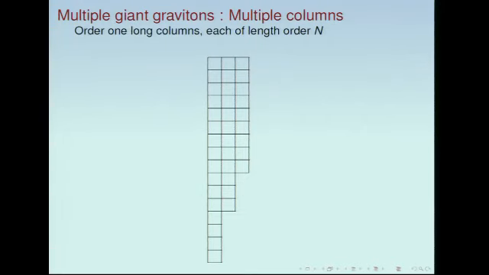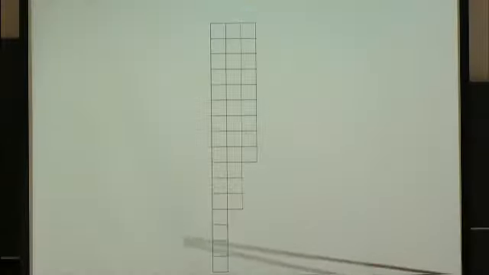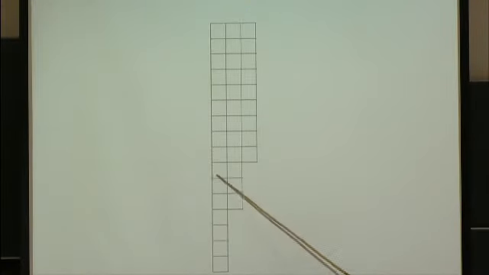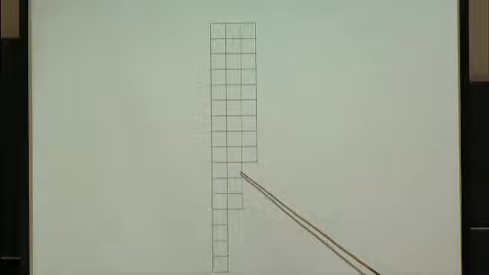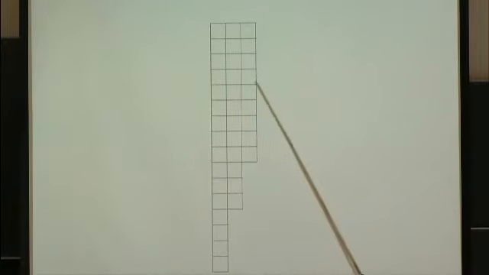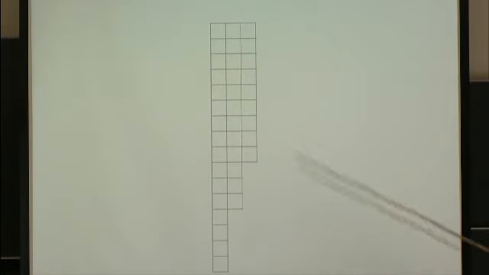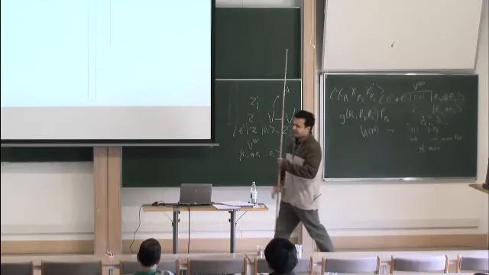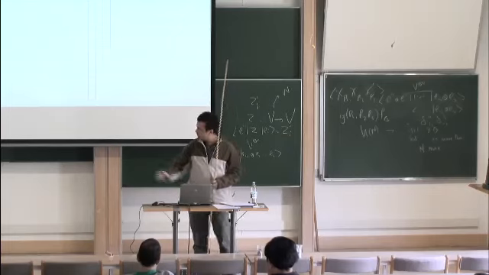And along these lines, the natural proposal is that for multiple giant gravitons, let's say you have many of these giants with different angular momenta, you'll have correspondingly a multi-column Young diagram. So in the sector where you have order 1 columns, all of them large, comparable to N, the natural way to think about these states is in terms of branes.